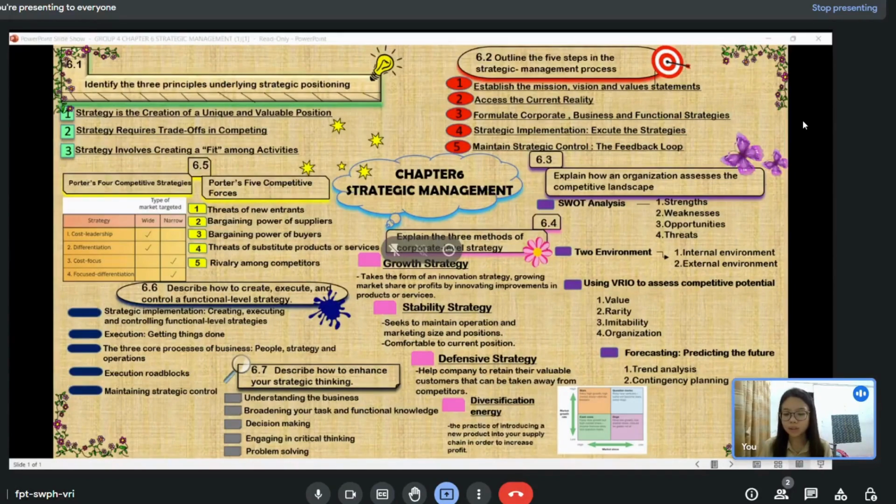I would like to share my subtopic, 6.3, about explaining how an organization assesses the competitive landscape. SWOT analysis is a situation analysis in which a company assesses its strengths, weaknesses, opportunities, and threats. SWOT has two types of environment. The first one is the internal environment and the second one is the external environment.